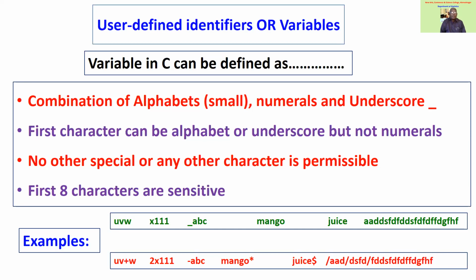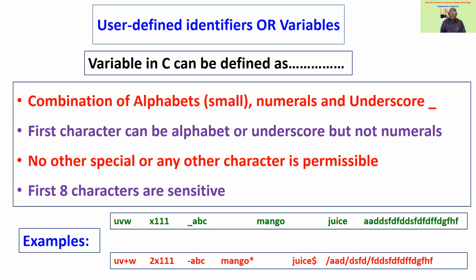All right. See the second row. UV plus W, a special character is coming in, plus, which is not allowed, and that is why UV plus W is not a variable. 2x111 starts with a numeral, not allowed. Minus ABC starts with a minus sign, not allowed. Mango star, at the end there is a star, special character, not allowed. Juice dollar, special character, not allowed.